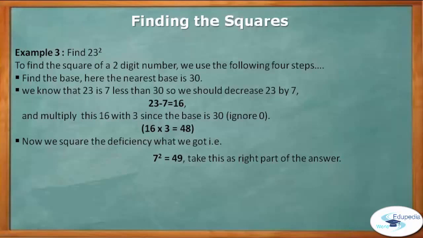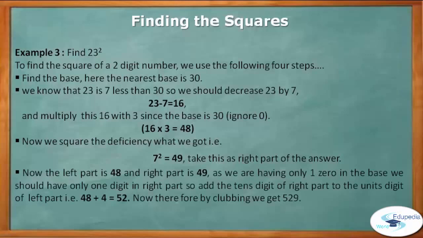Now moving further to step number 4, we have to observe the left part of the answer, the right part of the answer, and of course the base. Here in the base we have only 1 zero, but the right part of the answer is 49, which has 2 digits. When the base has only 1 zero, the right part of the answer should also have only 1 digit, but here we have 2 digits. Therefore we take the tens place of the right part of the answer, that is 4, and add this to the number 48, that is the left part of the answer.